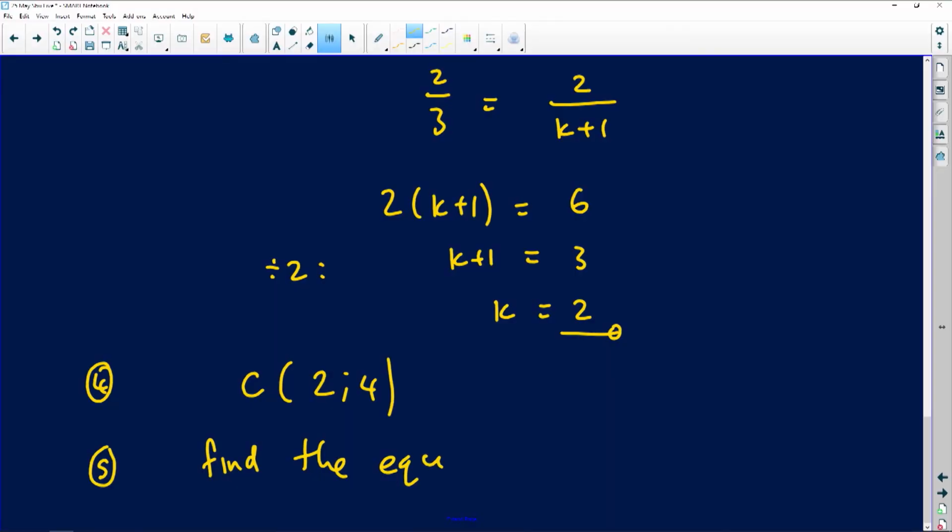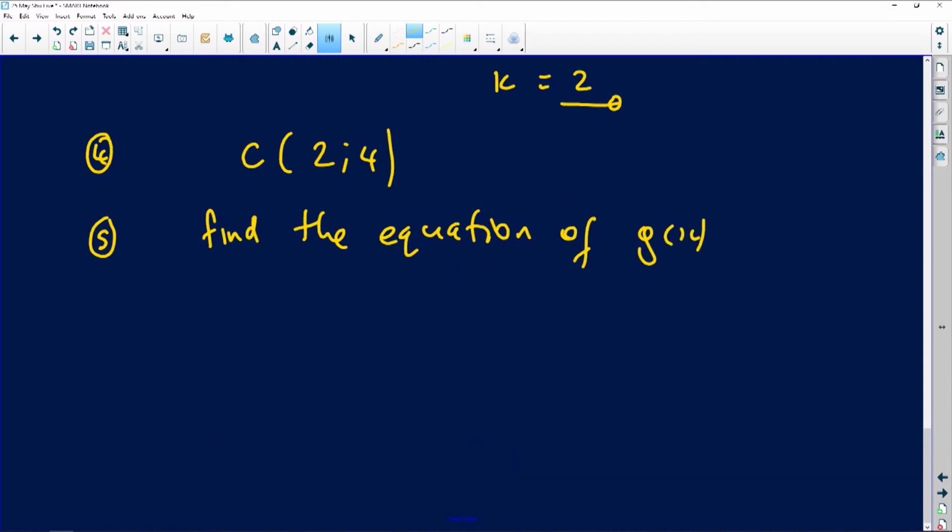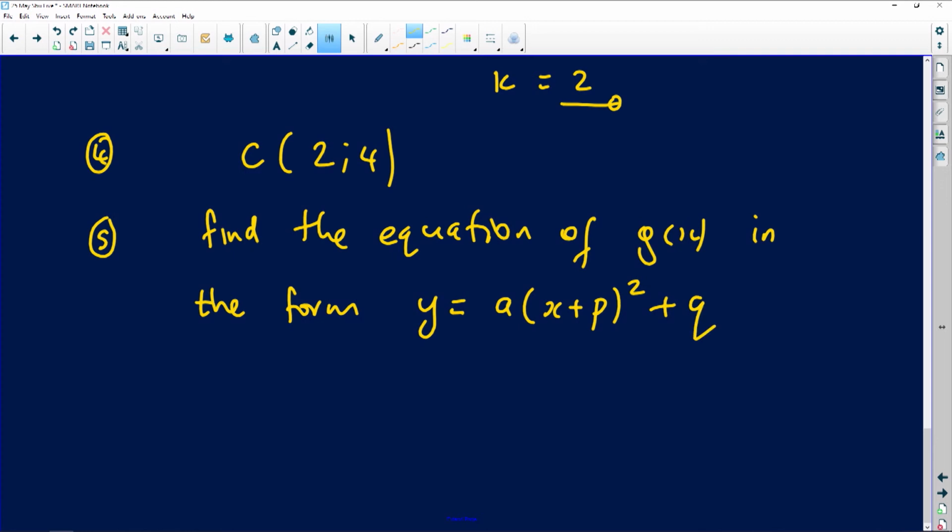Now, the next question is a fifth question. It's a nice question, this one. They say here we need to now find the equation of G in the form y equals to, okay, find the equation, right, of G of x. Oh, my goodness. They say in the form, right, respect them, respect the examiners. If they ask you for something, do exactly what they're asking. In the form y is a into x plus p squared plus q, right?